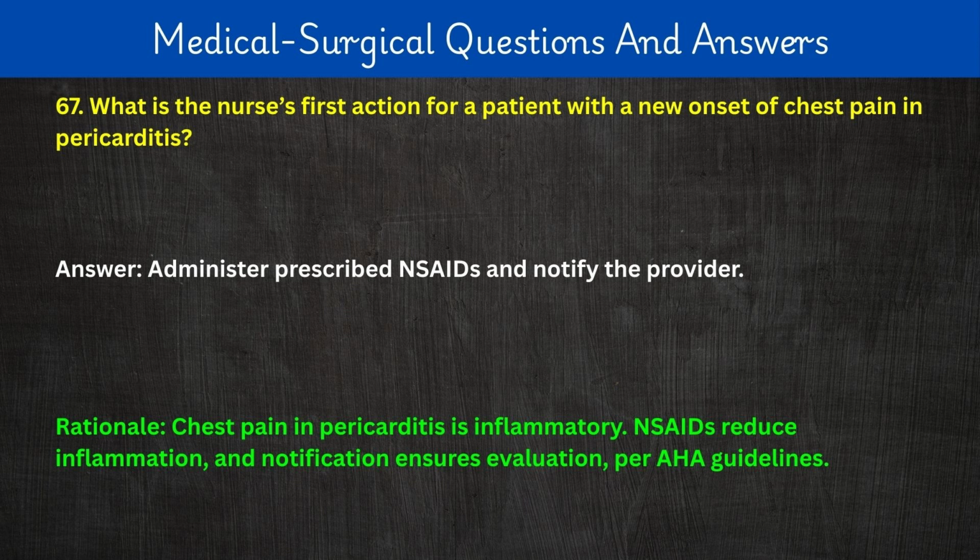67. What is the nurse's first action for a patient with a new onset of chest pain and pericarditis? Answer: administer prescribed NSAIDs and notify the provider. Rationale: chest pain and pericarditis is inflammatory. NSAIDs reduce inflammation and notification ensures evaluation, per AHA guidelines.